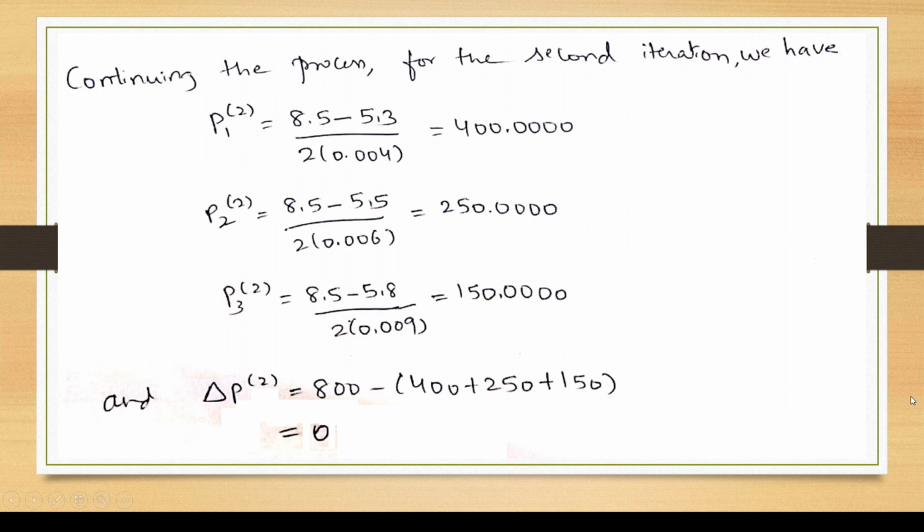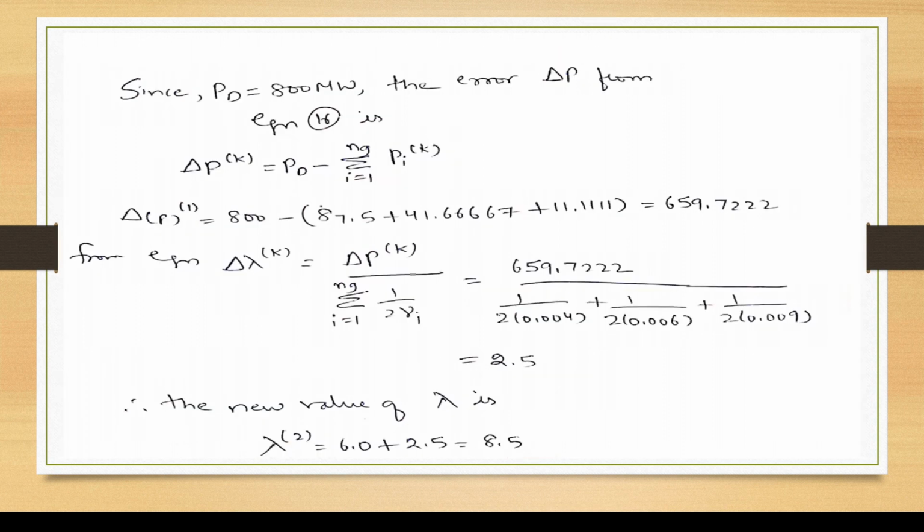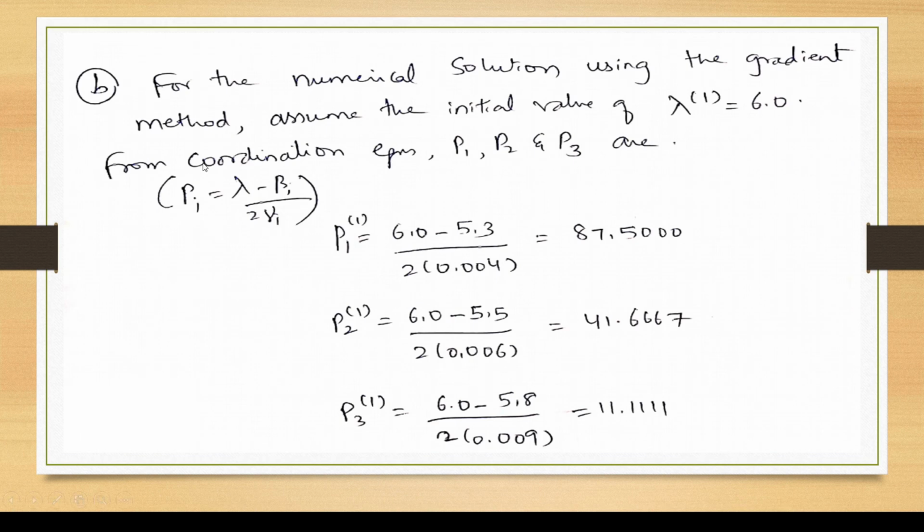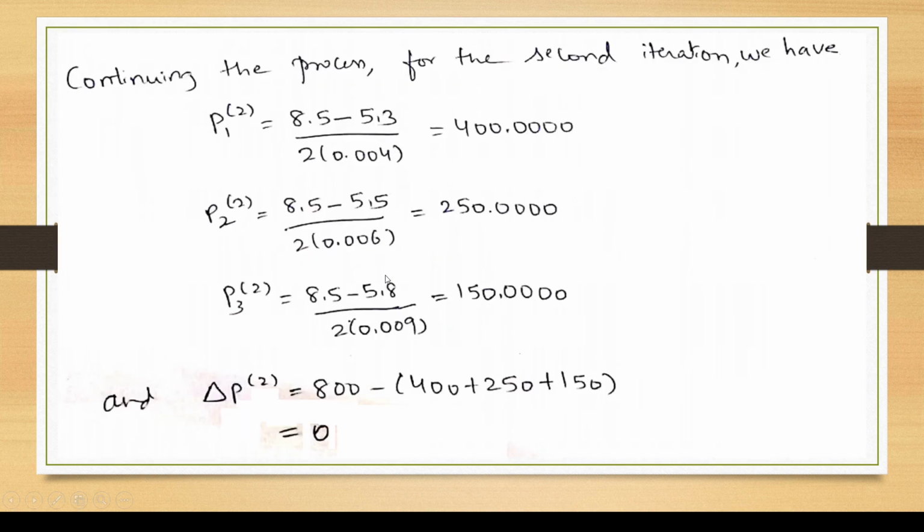Now we continue the process for the second iteration, finding P1, P2, P3. Substitute the new value of lambda in the equation Pi equals lambda minus beta i by 2 gamma i. Substituting the new lambda of 8.5 for the second iteration, I got the values of P1, P2, P3 as 400, 250 and 150.